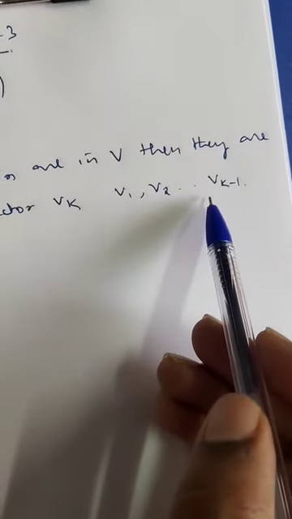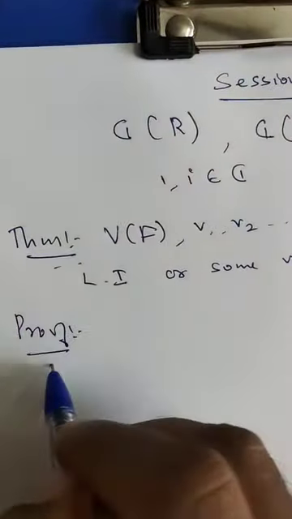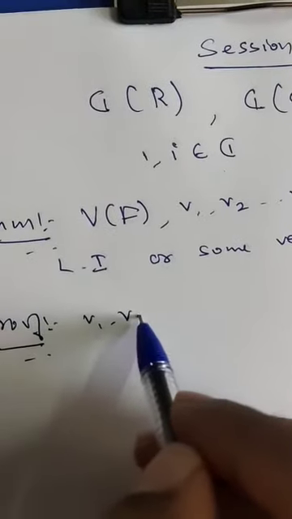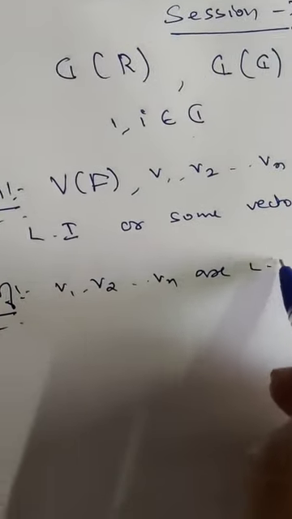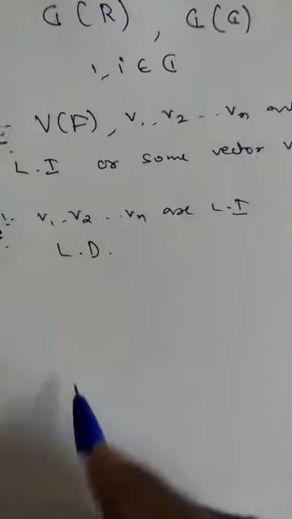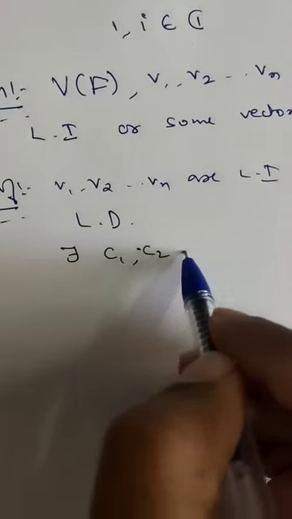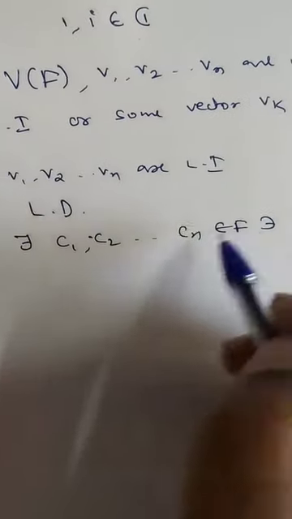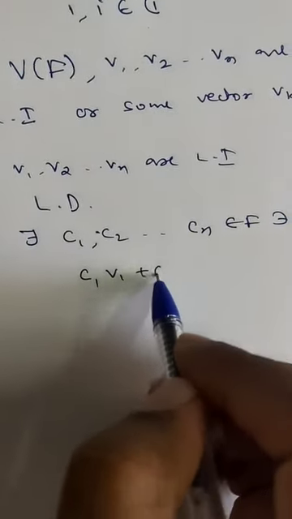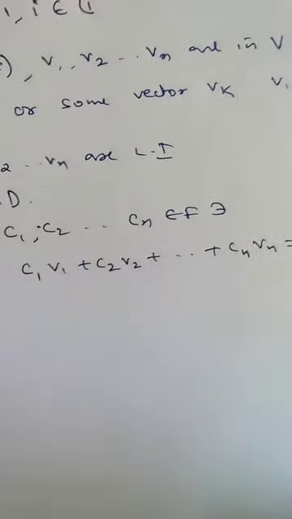Linear combination of preceding ones means what? One is dependent on the other. Yes, now take the proof. Suppose V1, V2, etc., Vn are linearly independent, then there is nothing to prove. So let them be linearly dependent. If linearly dependent, there exist scalars C1, C2, etc., Cn in F such that the linear combination C1 V1 plus C2 V2, etc., Cn Vn is equal to 0.